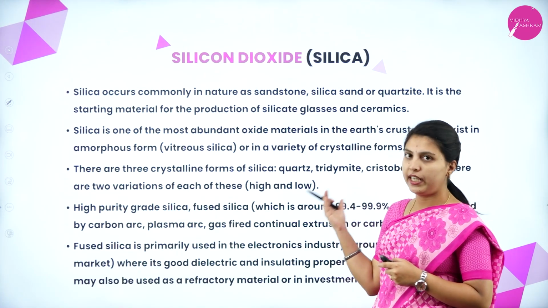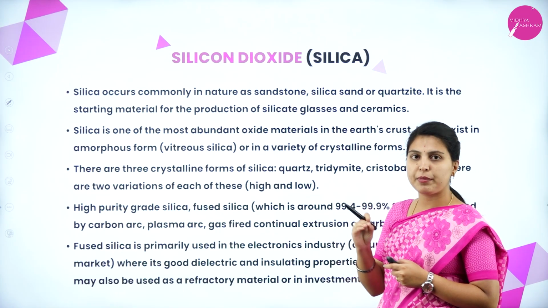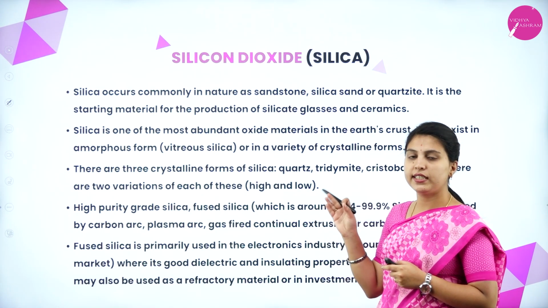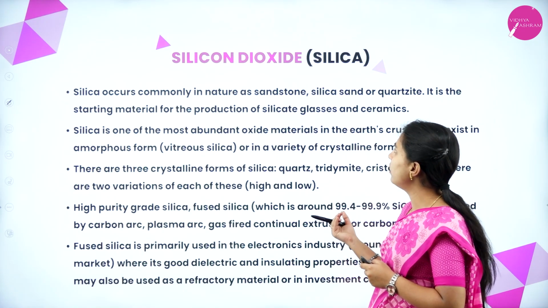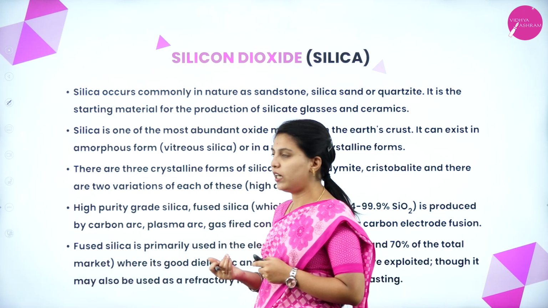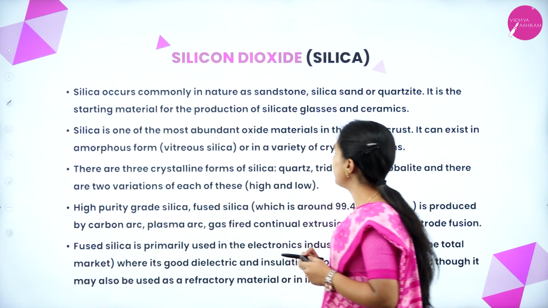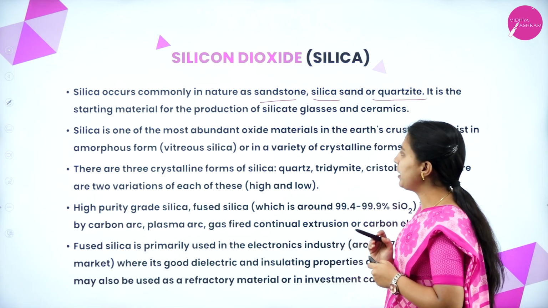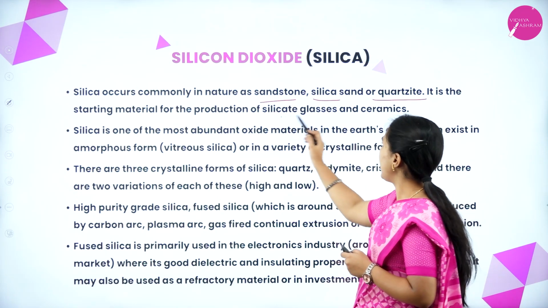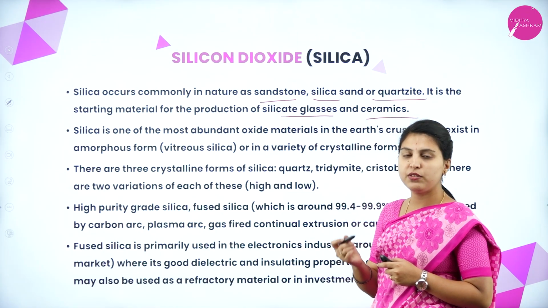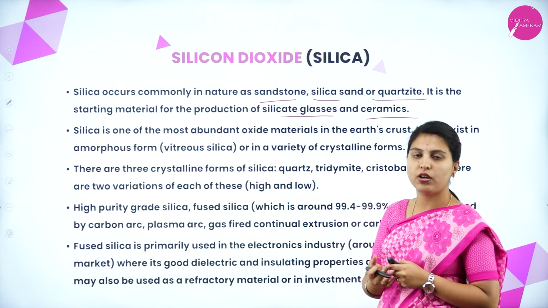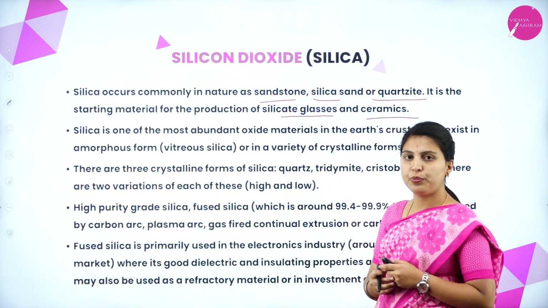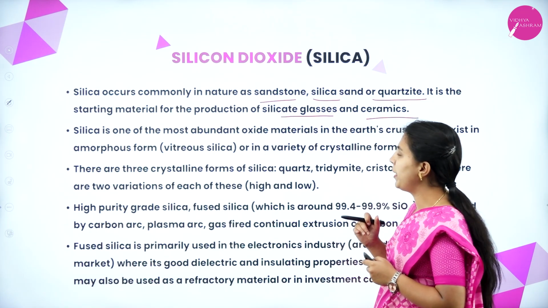Next, silicon dioxide. Because we are studying carbon family oxides, first we have elaborated the oxides of carbon. Next is silicon dioxide, which is called silica. Silica occurs commonly in nature as sandstone or quartz. It is the starting material for the production of silicate glasses and ceramics. Ceramics means the porcelain you use, or the white ceramics in washrooms that you have seen, that is made from silica.